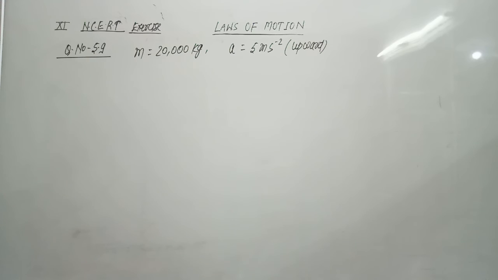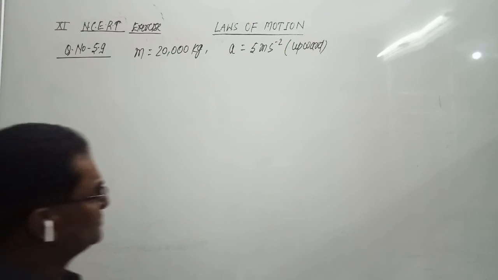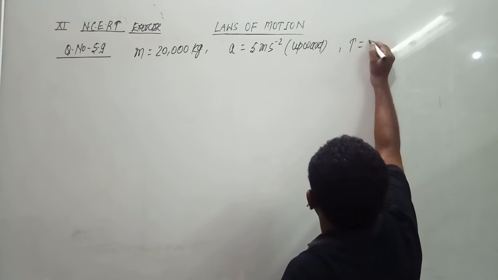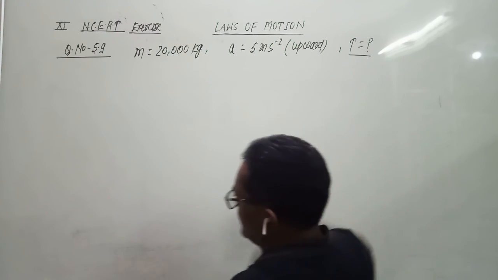So calculate the initial thrust. Thrust means force, the force of the blast. Initial thrust of the blast means we have to calculate thrust. Thrust means the force which acts in the upward direction. T we have to calculate.